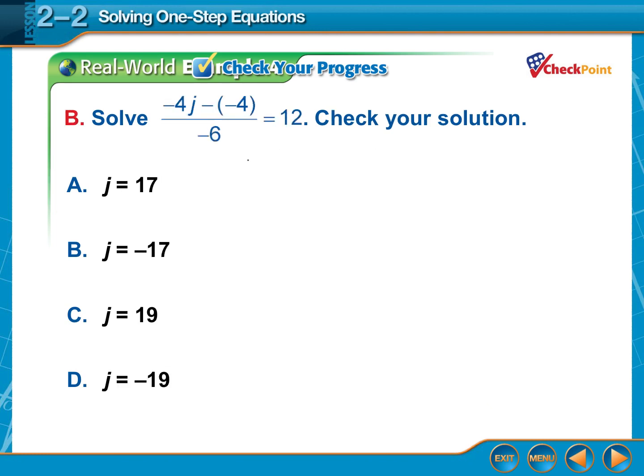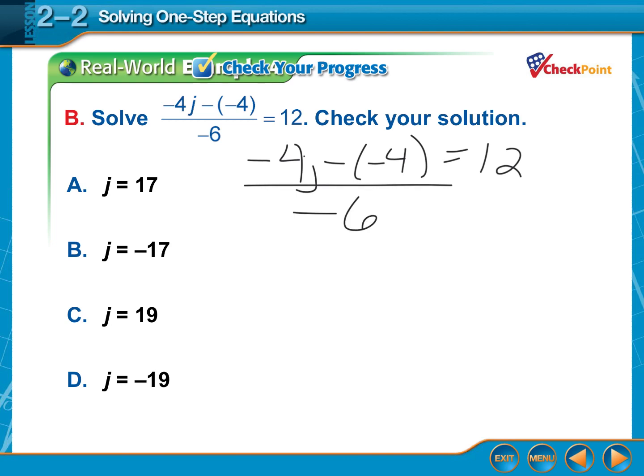Let's talk about this one. Fractions. Whenever you see a fraction, you want to try and get rid of it first. How can we get rid of that fraction? Multiply by negative 6. If we multiply by negative 6 on both sides, that eliminates the denominator. So then we're just left with the top. What is 12 times negative 6?